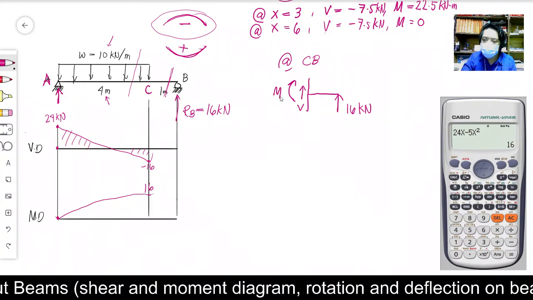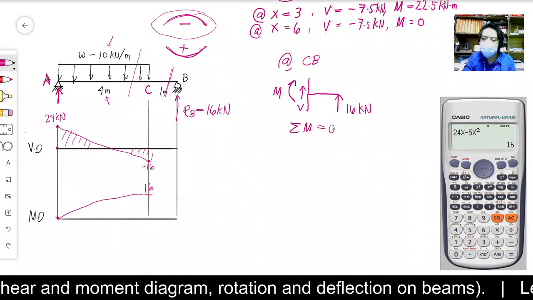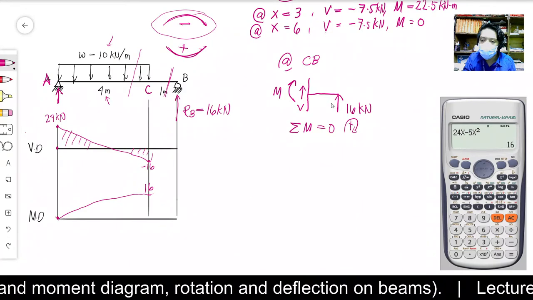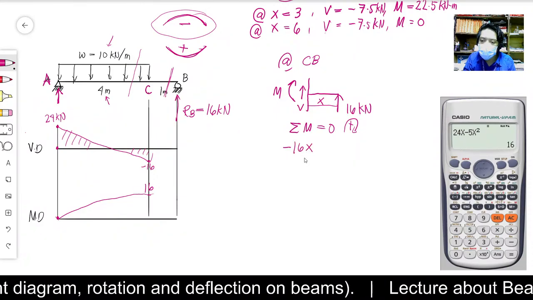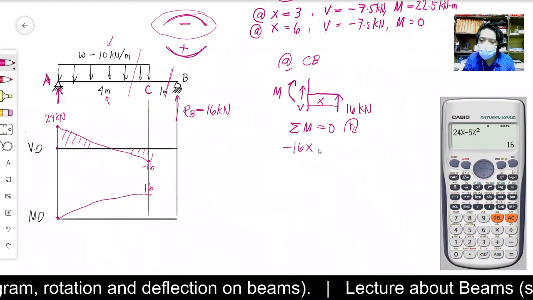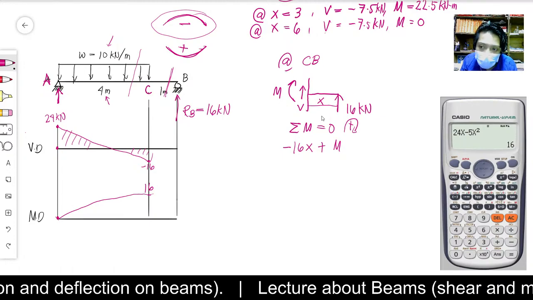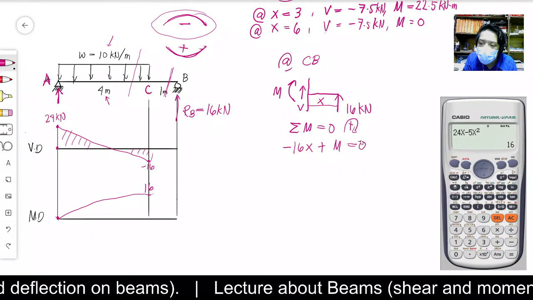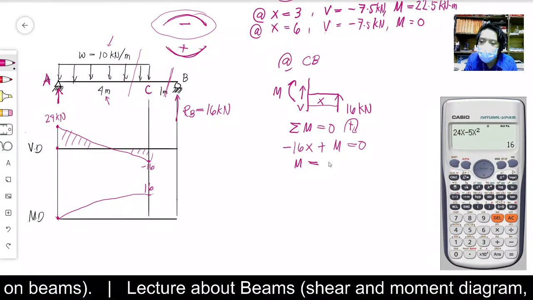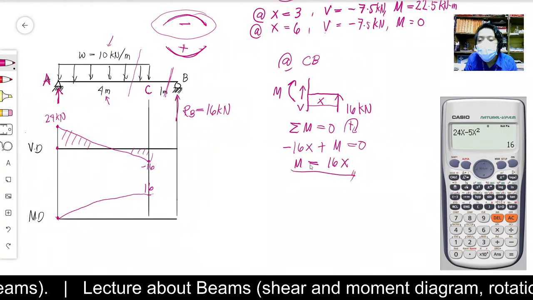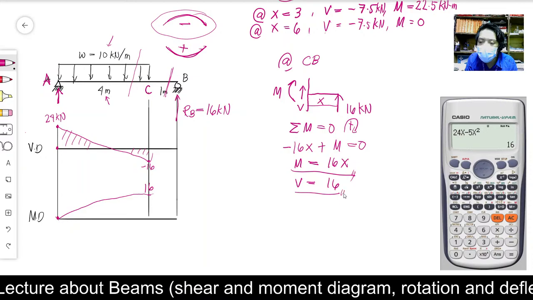Now we take the moment equation. We sum the moments at the cutting plane equal to 0, taking clockwise as the positive moment, and this distance is x. So this is negative 16 times x, plus the moment right here, and there are no other forces that generate moment. This is equal to zero. Transposing negative 16x to the right side, the moment is equal to 16x. This is your moment equation. To solve for the shear equation, we take the derivative, so this is 16. This is the equation of the shear.